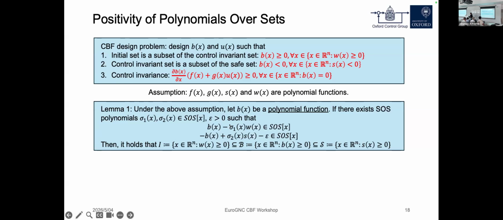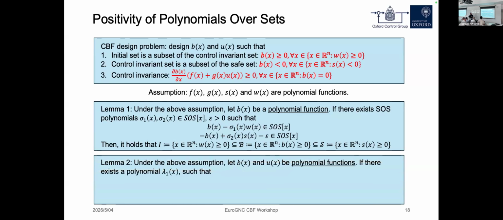You can imagine sigma 1 as a decision variable of our program. This whole thing amounts to arguing whether a polynomial is an SOS polynomial or not, which is a semi-definite constraint, and can be handled using the last lemma. Similarly, we can interpret the other conditions, like the safe set inclusion condition and the control invariance condition, all using SOS constraints by introducing proper polynomials, which are all SOS polynomials.